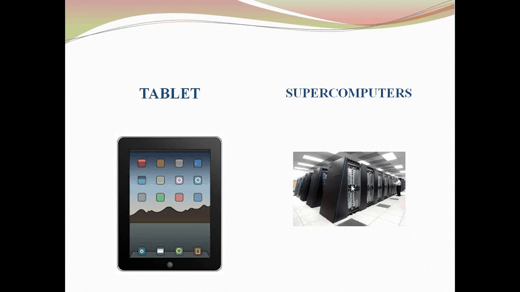A tablet is small enough to be held in one's palm. It means we can hold the tablet in our palm and it has a touch sensitive screen. It has a very high touch sensitive screen, right? Next, supercomputers. Supercomputers are very large in size, as we can see in the image. They are generally used in scientific applications, for performing complex, very difficult calculations.